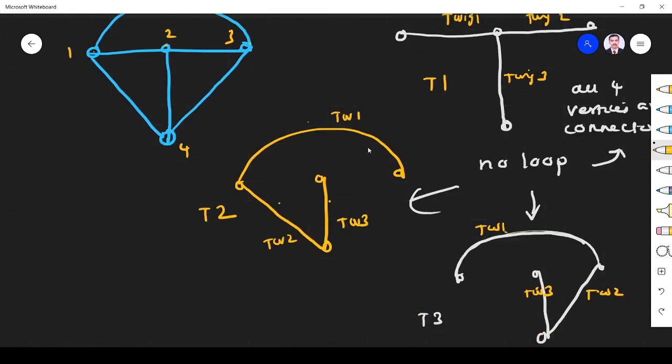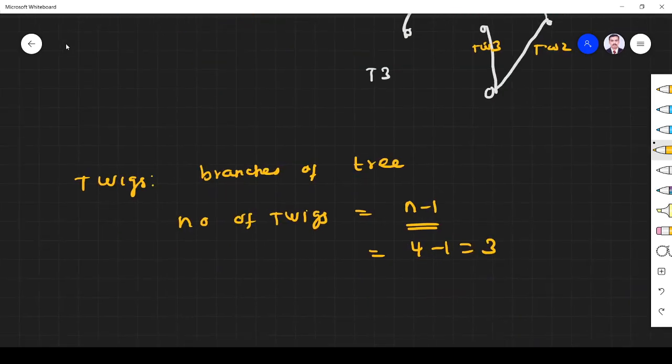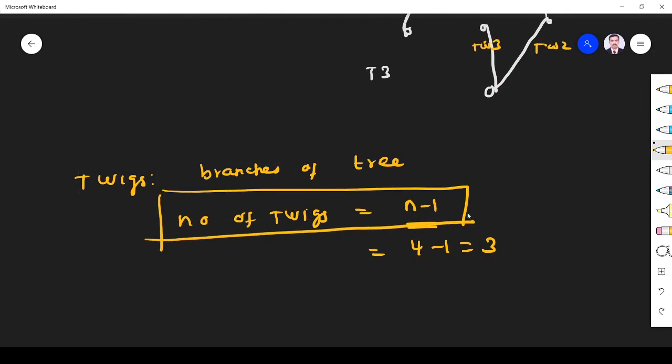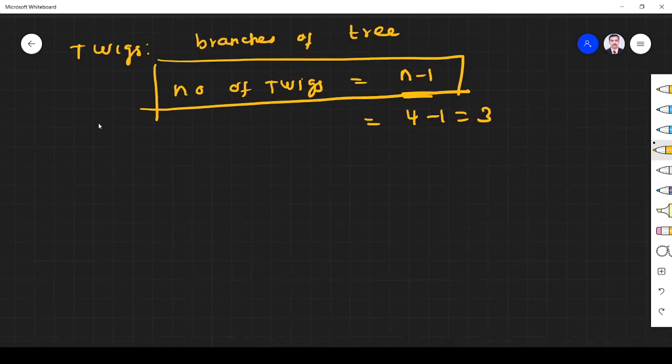All the trees are having three twigs, right? So this has three twigs, this has three twigs, this is also having three twigs. So number of twigs is equal to n minus 1, right? Okay, this is another important point to be noted.